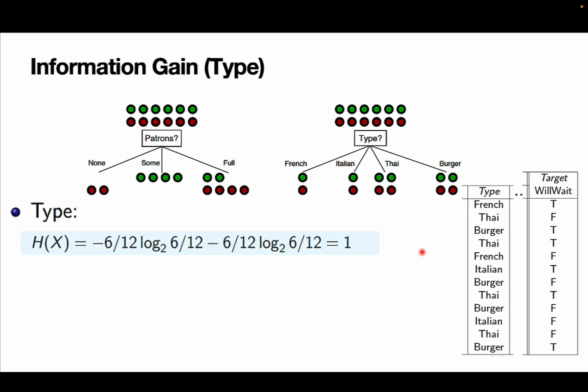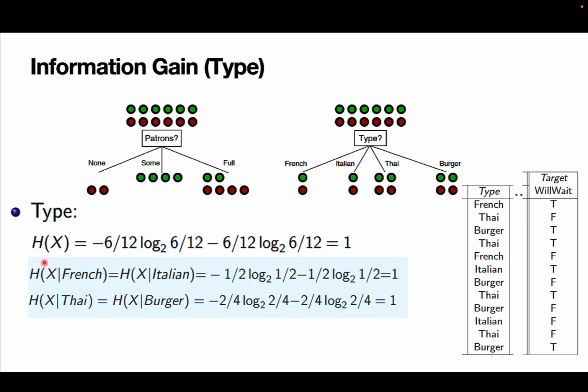Next, we compute the information gain for splitting using the type attribute, with the same entropy before splitting. Then we compute the conditional entropy for type. So for French and Italian, we got 1, and the same thing for Thai and burger, we also got 1 because it's the same ratio. 1 here and 1 here, then 2 here and 2 here.